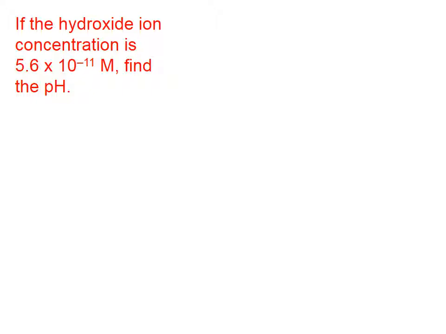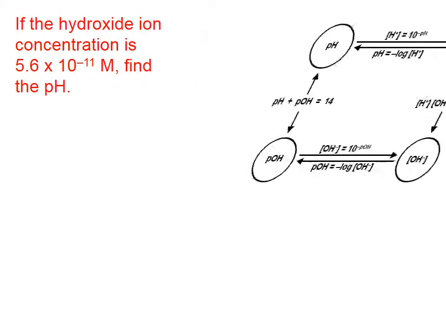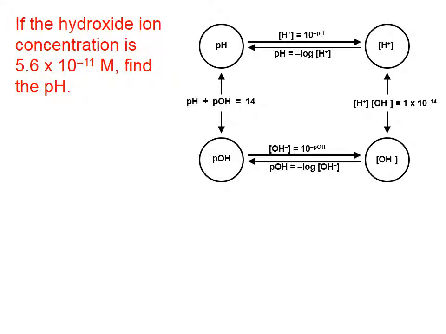If the hydroxide ion concentration is 5.6 times 10 to the negative 11th molar, find the pH. If we look at our island diagram, we're starting at the hydroxide ion concentration, which is in the lower right, and we're asked to find the pH, which is in the upper left. How do we get from the lower right to the upper left? We can either go up and over, or we can go over and then up. I'm going to go both of those ways for you so you can see that you get the same answer no matter which way you go.